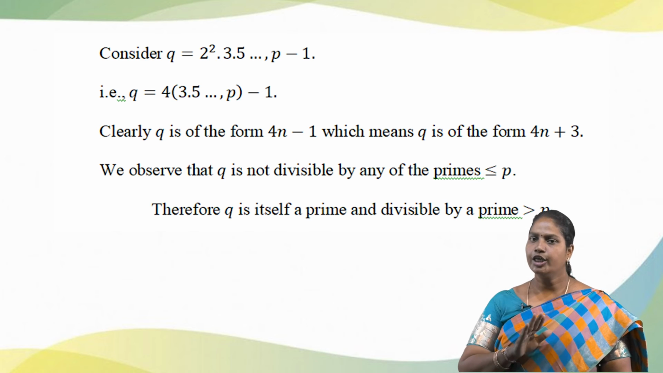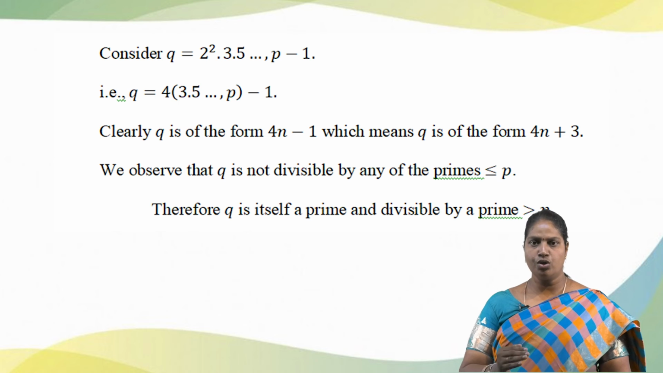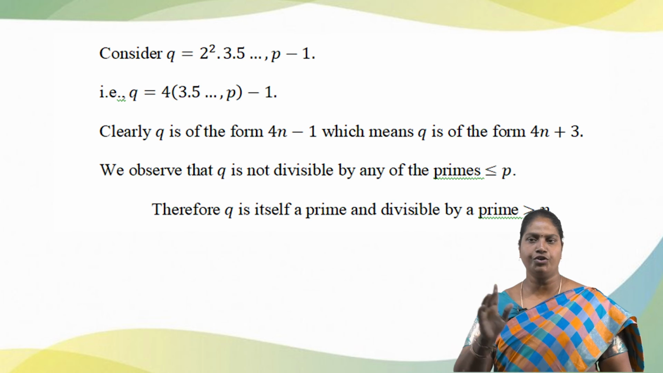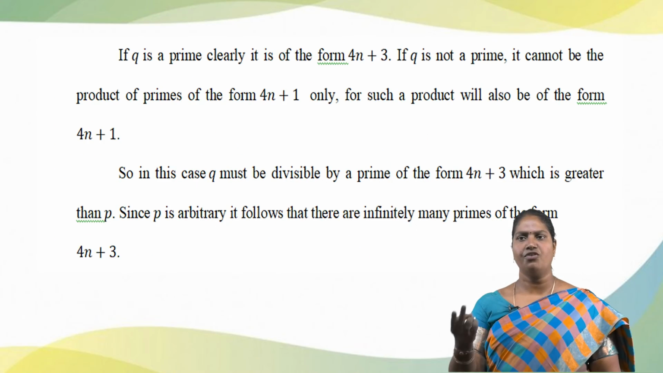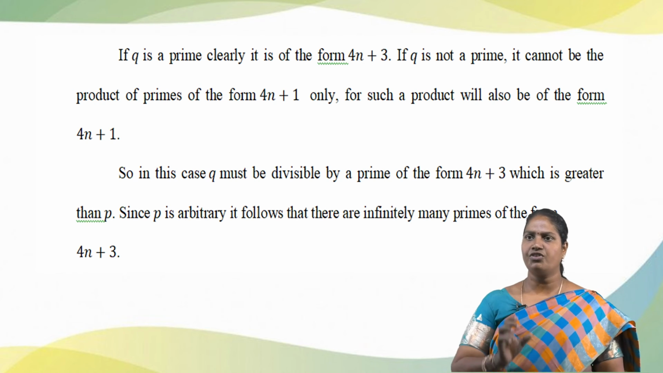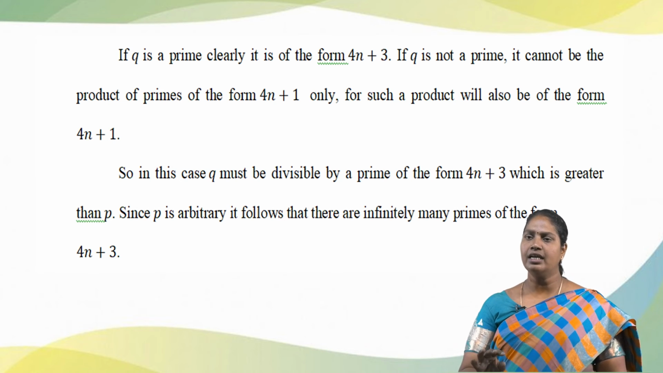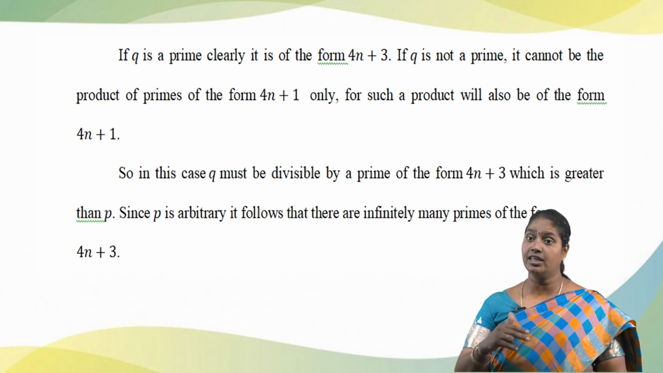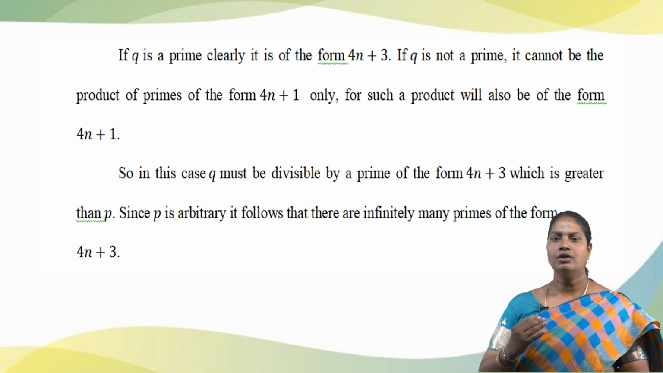And now we observe that q is not divisible by any of the primes from 2 up to p. So there should be a prime which is either q or some other number which is a divisor of q. And also we observe that the product of any numbers of the form 4n plus 1 is again of the form 4n plus 1. So q is of the form 4n plus 3. If it is not a prime, it should have a divisor other than those of the form 4n plus 1. So it should be divisible by a prime of the form 4n plus 3, which is greater than p. Since p is arbitrary, it follows that there are infinitely many primes of the form 4n plus 3.